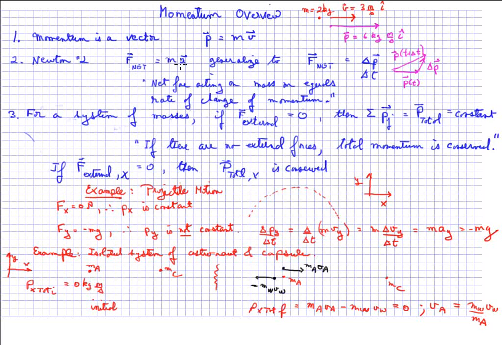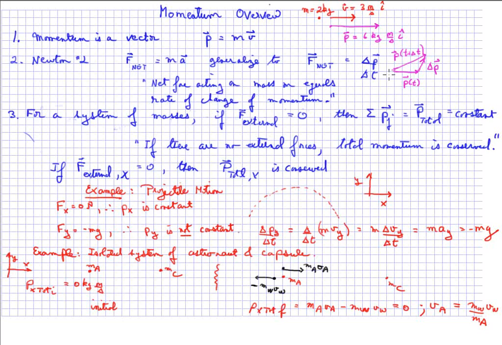Second point is that we know from previous work that F net is equal to ma. That's Newton number 2. And a more general way to state that law is that the net force is equal to the rate of change of momentum. It's equal to delta P over delta t. And so I have a little vector picture over here.